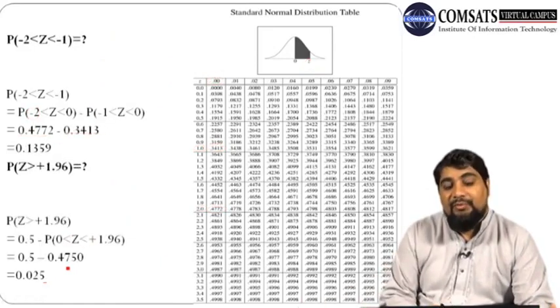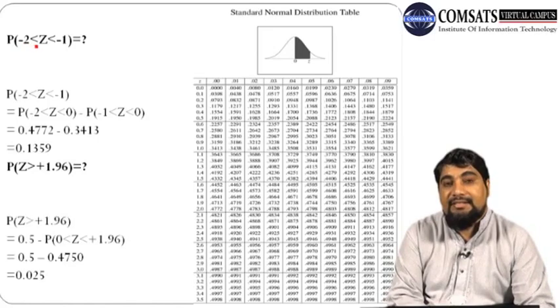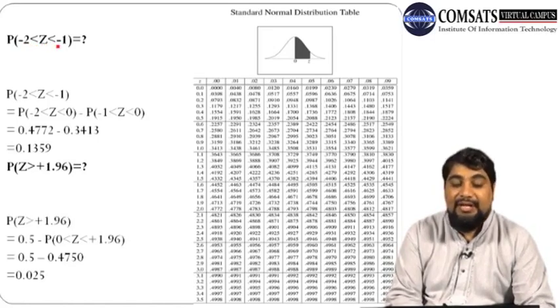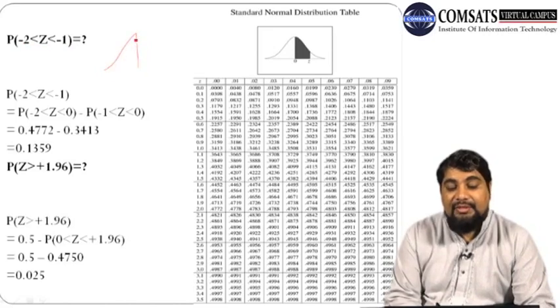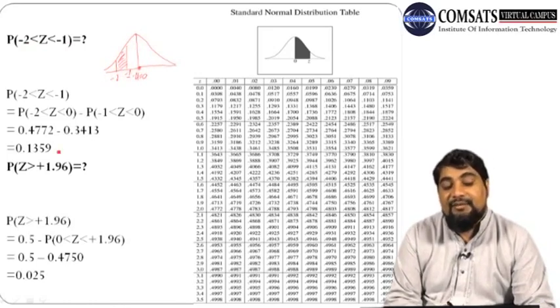So suppose we are interested in calculating the probability that -2 is less than z, which is less than -1. So first draw the normal curve. So here z is 0, so mu of z is 0, and now -2 and -1. Here we have -2, here we have -1. So now we are interested in finding this area.